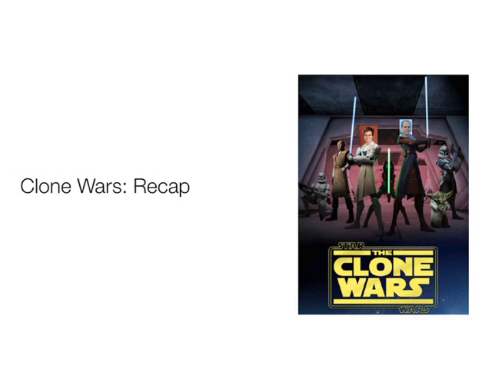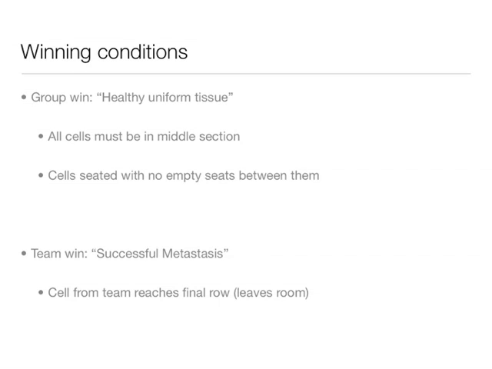But first, we're going to start with a little recap of the game that we played 2 days ago. I'm going to go over again real quick how we played the game. If you remember, there were two ways to win. One was being a healthy, uniform tissue with no spaces in between and everybody being continuous. The other way of winning was a team win, where one of the teams managed to metastasize to the back row and then get to the door, which is essentially getting into the bloodstream.